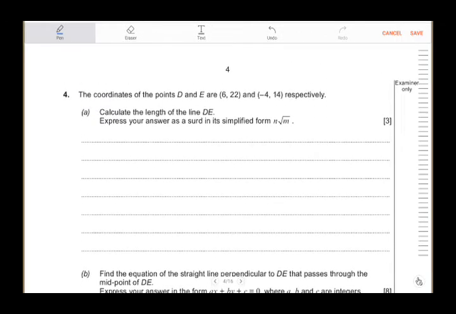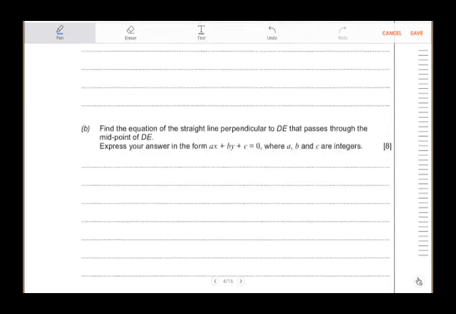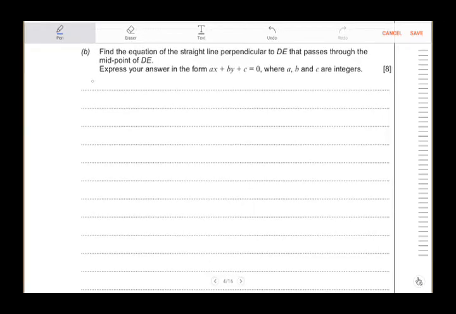So the two points D and E, (6, 22) and (-4, 14). I'm just going to write those down, because we're going to use these to help find our equation of the straight line. Now, to find the equation of any straight line, we're going to use y = mx + c. What we need in order to find everything is m and c.